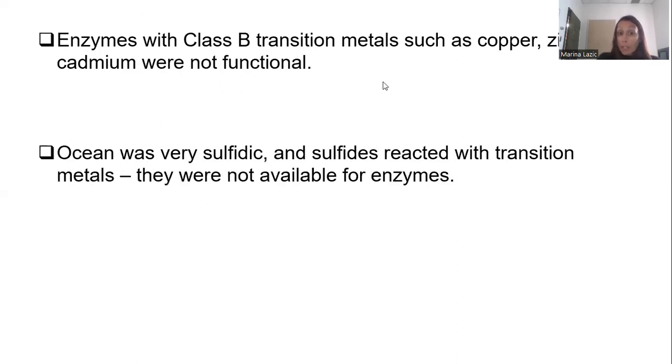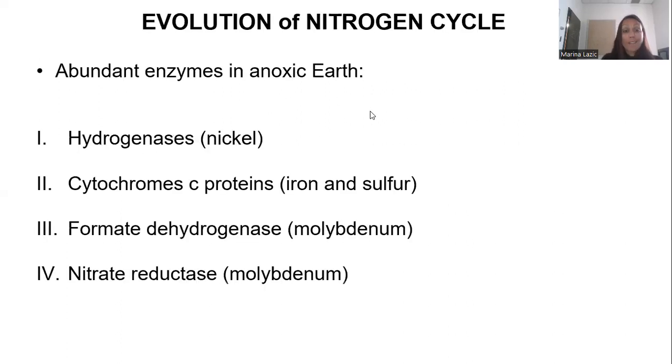Enzymes of class B transition metals, the enzymes that use these metals such as copper, zinc, and cadmium, were not functional because copper, zinc, and cadmium were not abundant at the time. In early anoxic Earth, as we know, the ocean was very sulfidic, and sulfides reacted with transition metals, so they were not available for enzymes. So only these enzymes were available because the metals required for their functioning were also available.